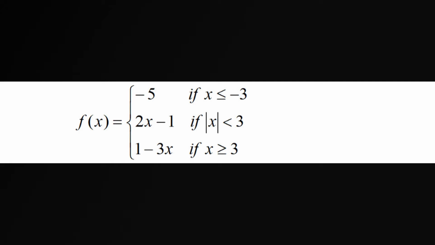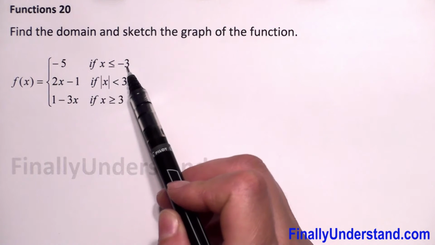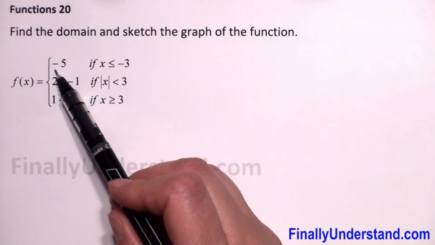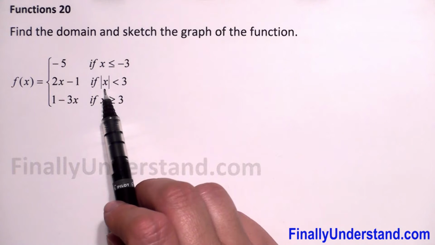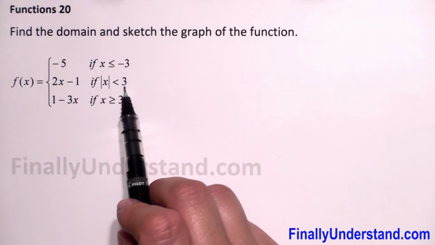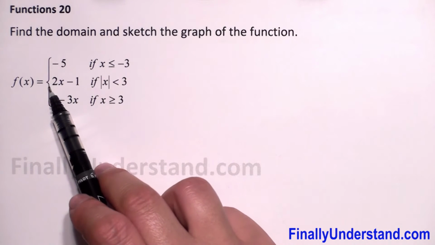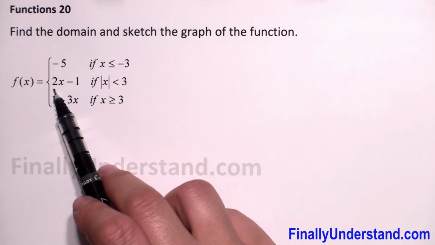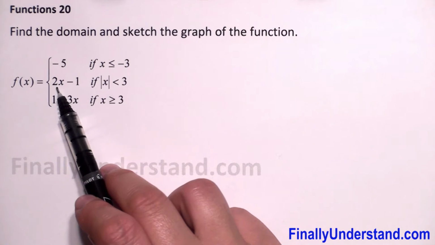We have given function f, and our f function has three parts. For x less than or equals -3, we have constant function equals -5. For absolute value of x less than 3, we have 2x minus 1. It means we have linear function. The graph will be straight line, and because the coefficient before x is positive, our line is increasing.